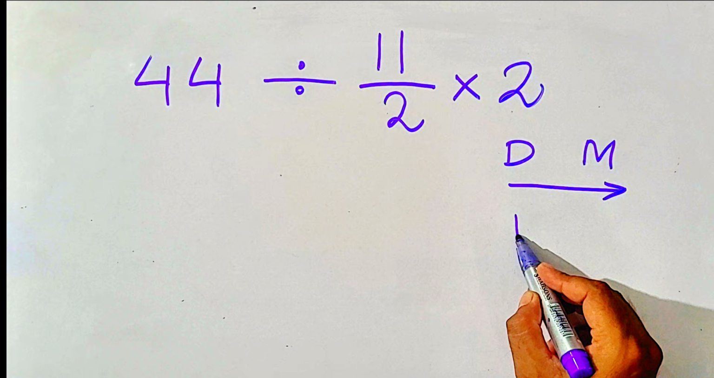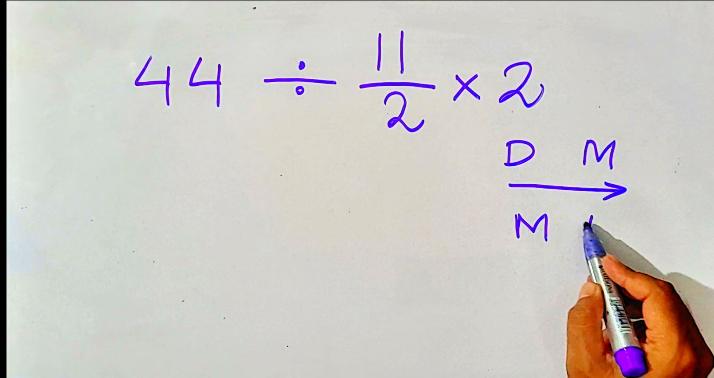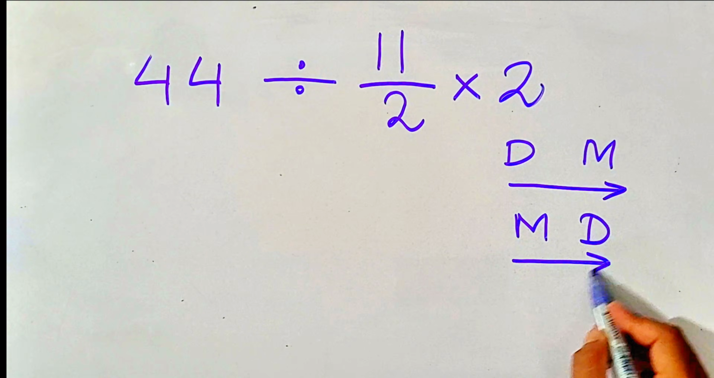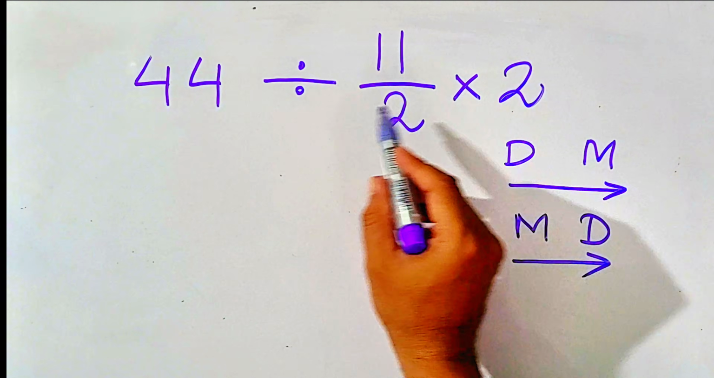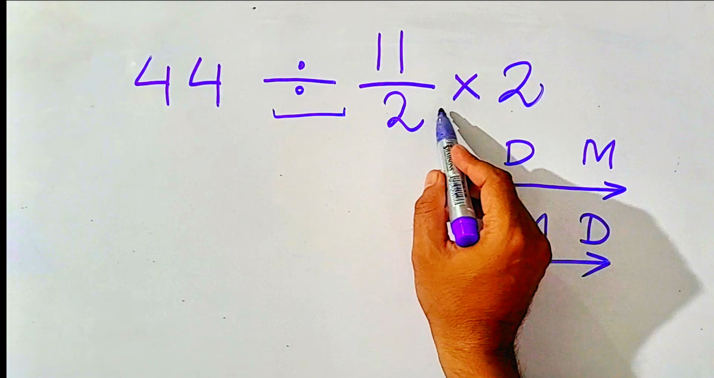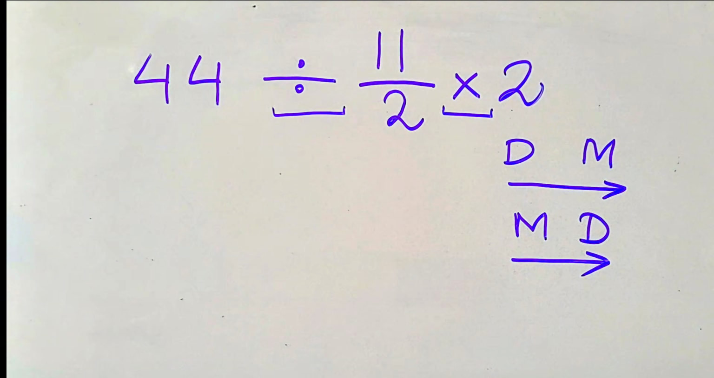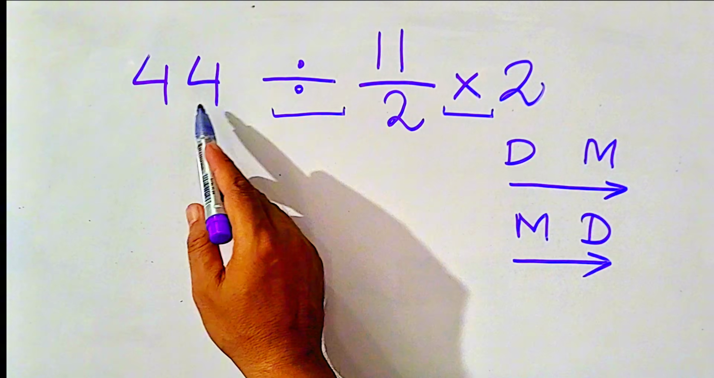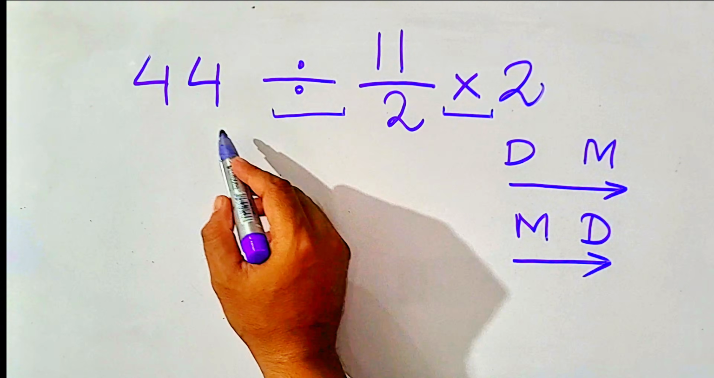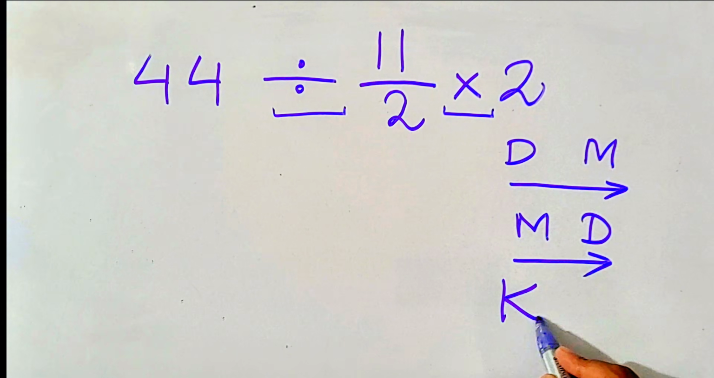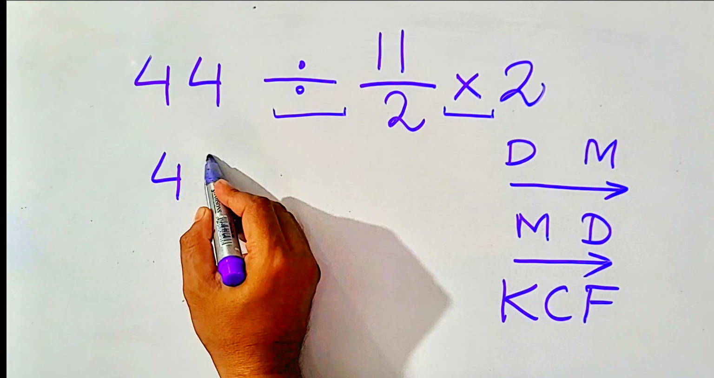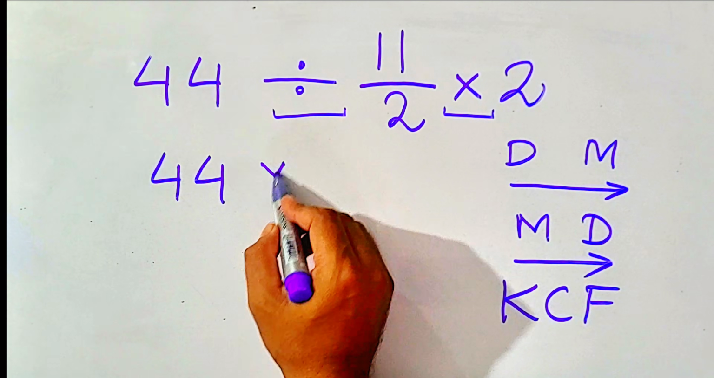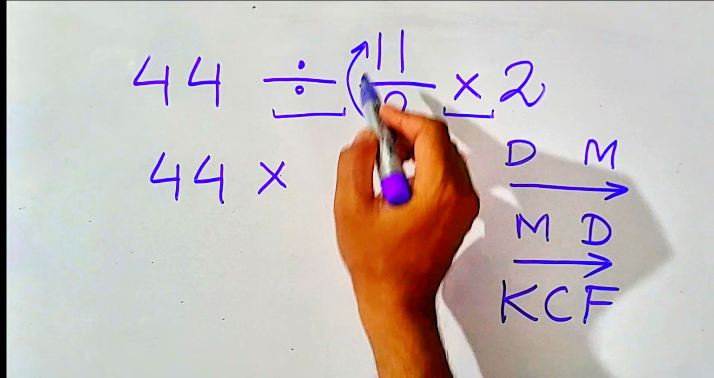If we have multiplication and division, then again we have to move from left to right. Here is division and then multiplication, so division will be first and multiplication will be our second step. Here we have division between two numbers, so we have to apply KCF, which is keep the first one, change the second one, flip the third one.